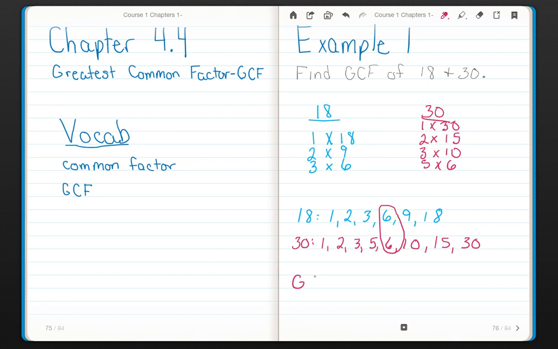So your answer is the GCF, greatest common factor, of 18 and 30 is 6, written in a sentence. Okay, so list all of your factors of both numbers and then identify the largest factor that they have in common. So this is one way to find your GCF. You can use a list of your factors.